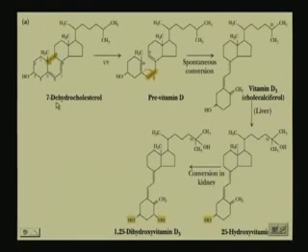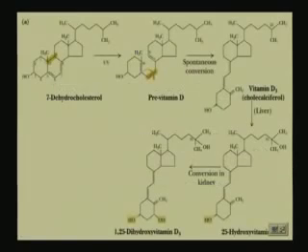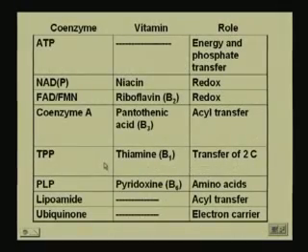We have 7-dehydrocholesterol. If you remember the cholesterol structure, this was part of it, where we had the steroid nucleus, and on UV radiation you get pre-vitamin D. Now, what you need to know is that vitamin D is actually not a vitamin in that sense, or a cofactor. 7-dehydrocholesterol and ergosterol are the two precursor forms of vitamin D. And this is actually a steroid hormone that is required. It is formed in the liver and then converted in the kidney.